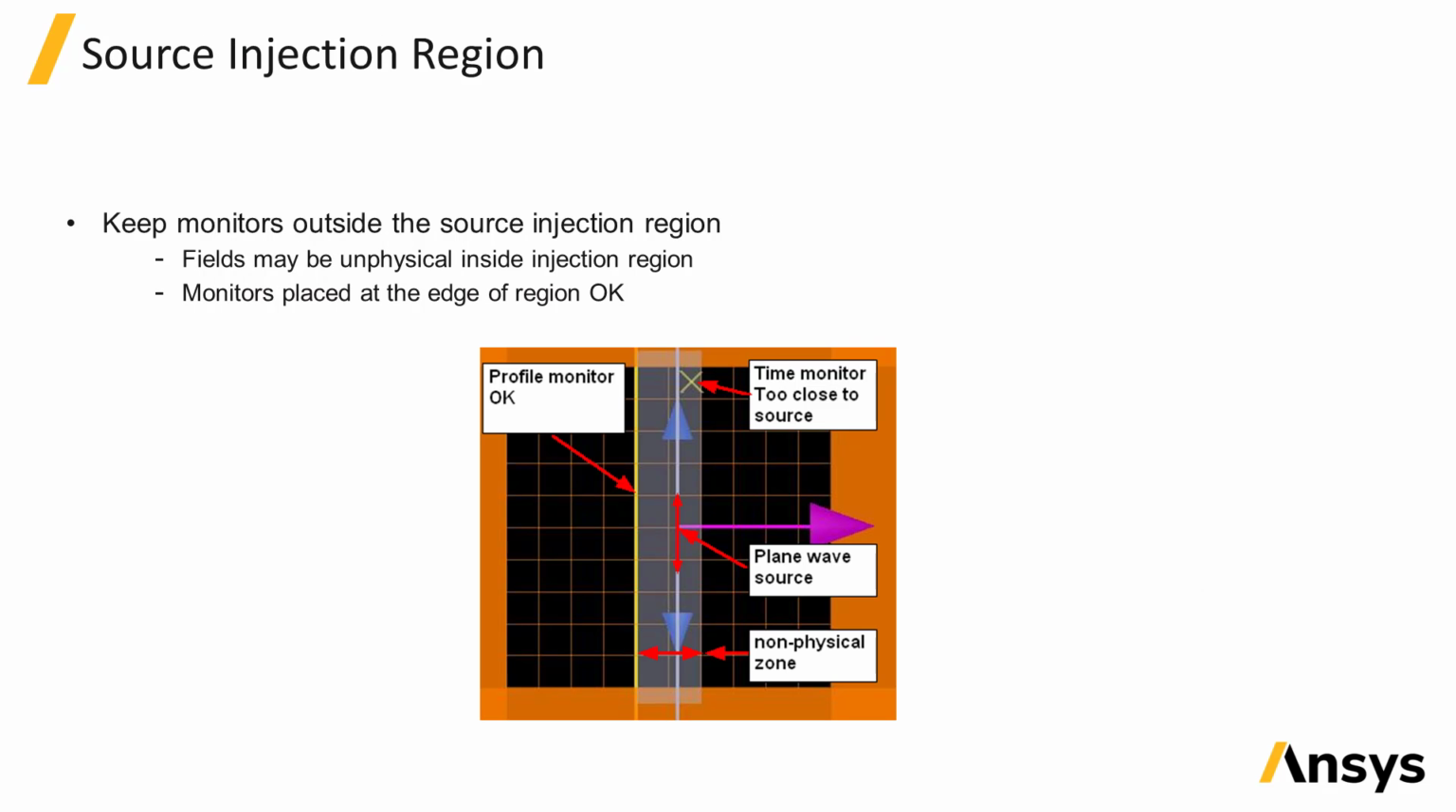A final tip is that the fields inside the source injection region may be unphysical, so when setting up monitors to record the field results, make sure to place the monitors outside of the gray-shaded source injection region. Or, if using a monitor to record the field profile where the monitor intersects with the source injection plane, be aware that the fields measured in the two cells around the source injection plane may be unphysical.